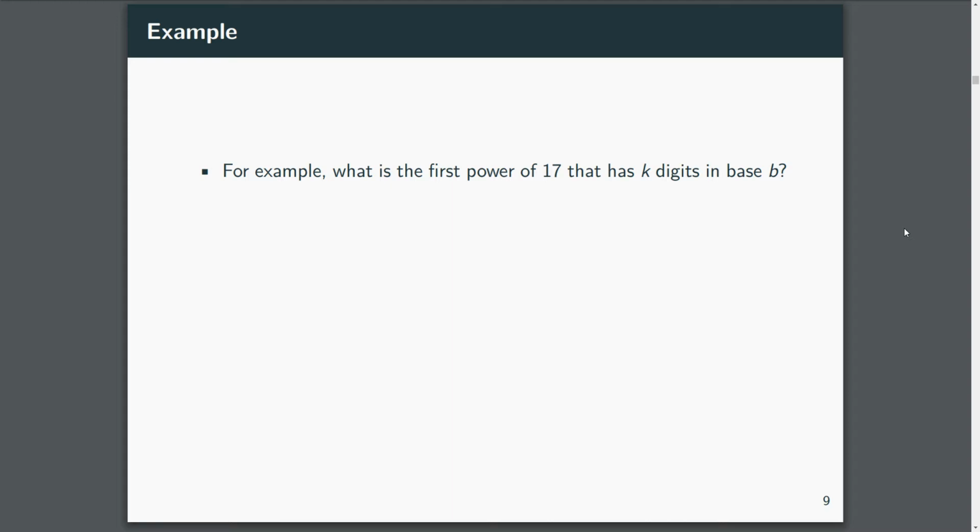So one of these problems is, for example, what's the first power of 17 that has k digits in base b? The naive solution is just to iterate over the powers of 17 and then count the number of digits. So it starts at 1, it has 1 digit, then we multiply it by 17, count the number of digits there, until we reach k.